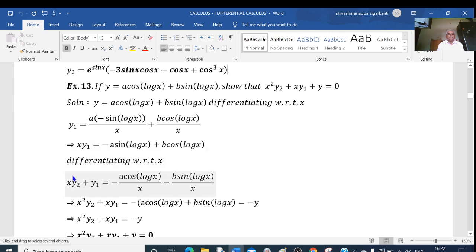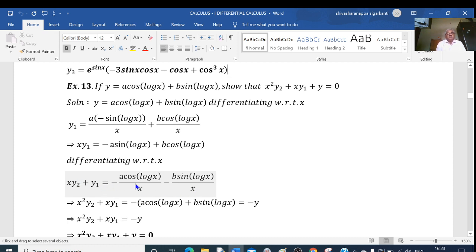Differentiating with respect to x. So first function is x, differentiation of y1 is y2 plus second function is y1, differentiation of x with respect to x is 1 equal to, on the right hand side minus a is a constant quantity, okay, minus a into sin log x derivative. Sin log x derivative is cos log x into log x derivative is 1 by x plus b constant as it is, cos log x derivative is minus sin of log x into log x derivative is 1 by x.